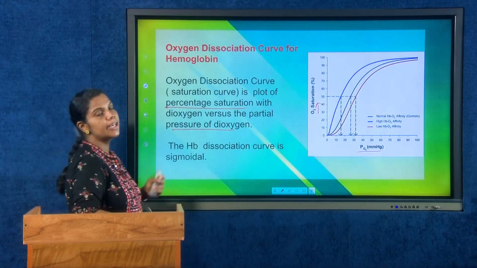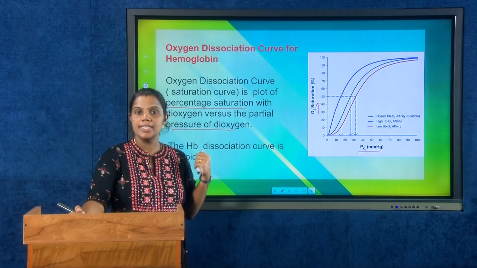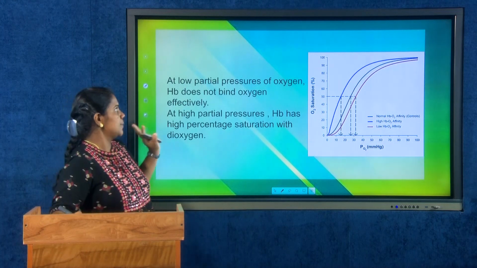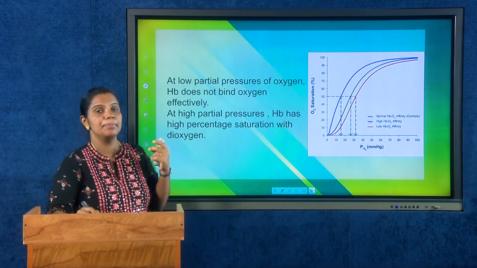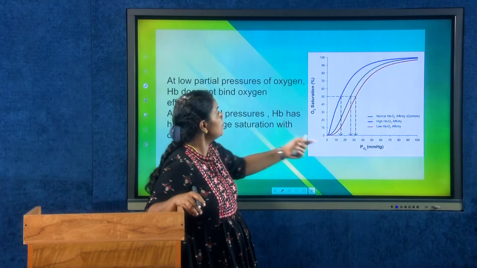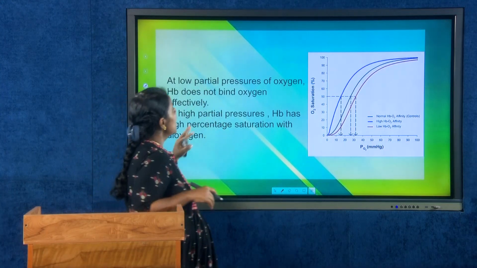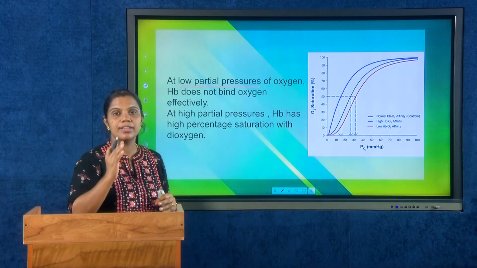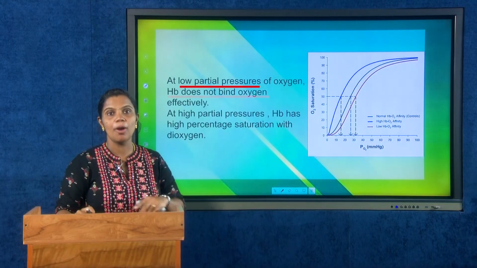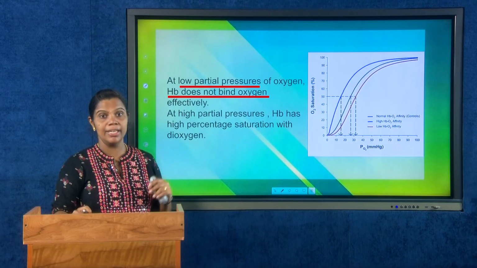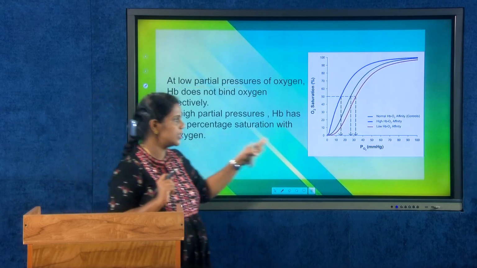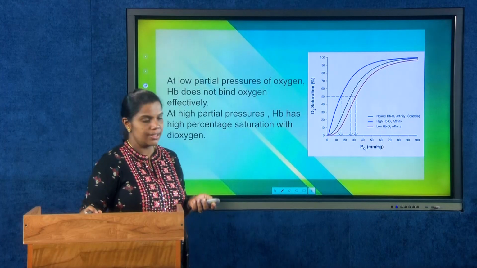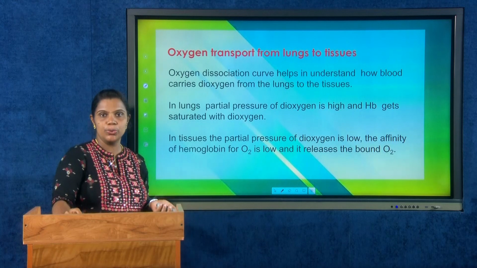It is observed that the hemoglobin dissociation curve is actually sigmoidal for hemoglobin. It is a sigmoidal curve. So, what does it mean? It means that at low partial pressure of oxygen, hemoglobin does not bind to oxygen effectively. But at higher partial pressure of oxygen, hemoglobin will bind to oxygen very effectively. That is what the oxygen dissociation curve shows.